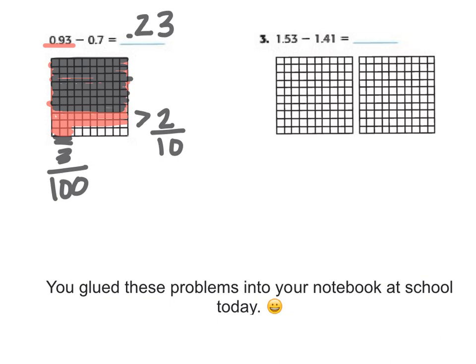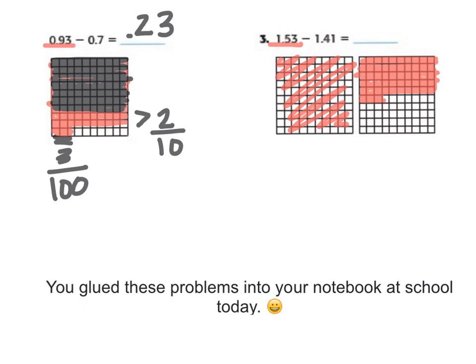For the problem on the right, the first thing that I want to do is shade in the number on the left. So we have 1 and 53 hundredths. I want to shade in one whole grid, and then I want to shade in 53 hundredths. So there's 50 right there, and then I can shade in 3 extras.